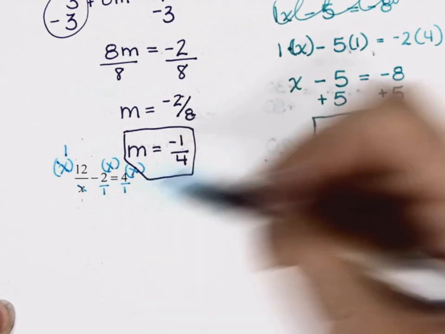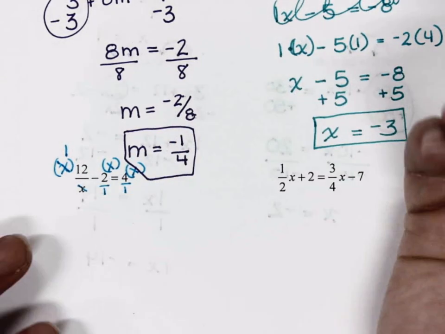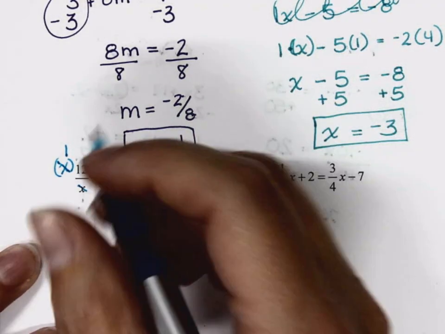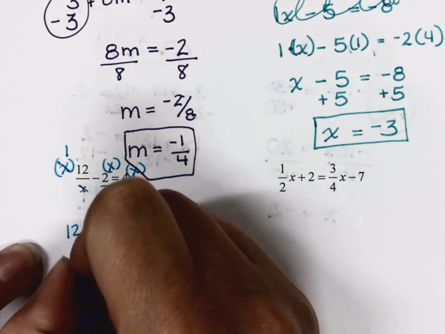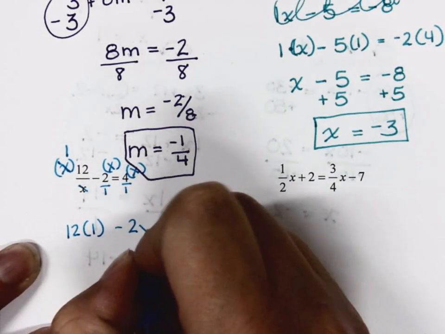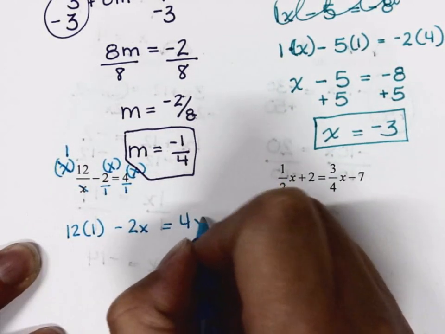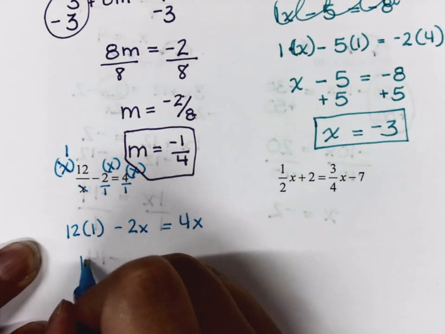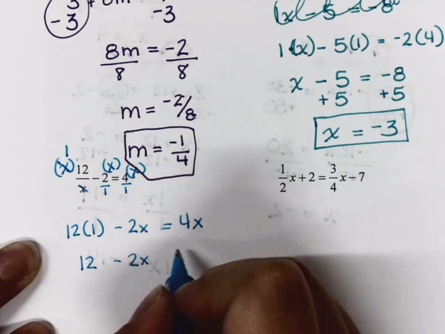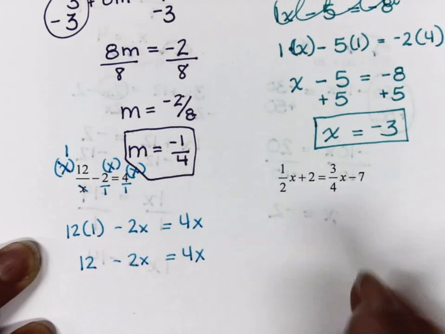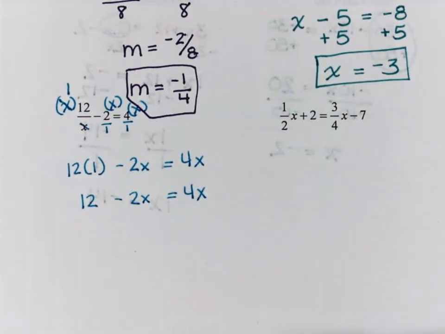And we know 1 divided by x is x, and 1 divided by x is x. So same sort of thing. So we're going to have 12 times 1 minus 2x equals 4x. So we have 12 minus 2x equals 4x. So we need to know stuff about numbers.